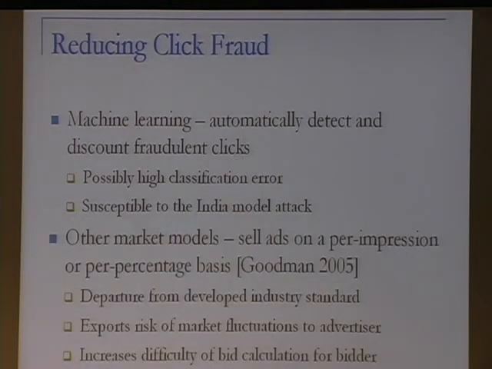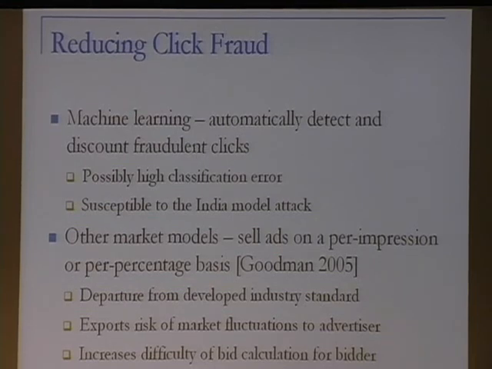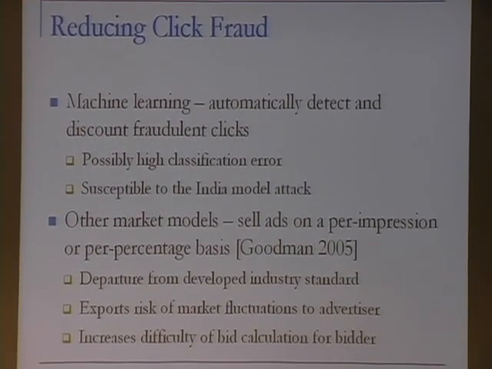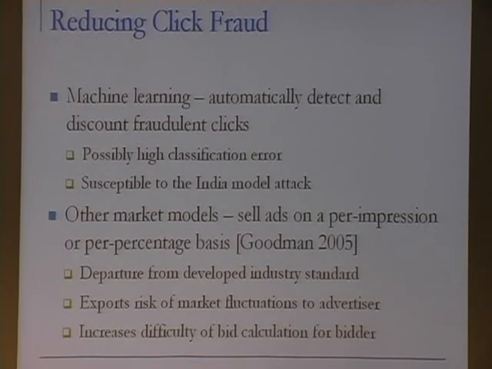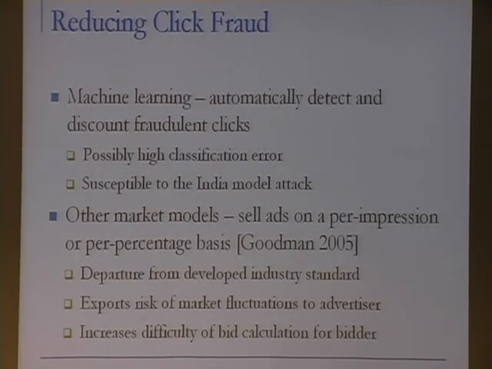Another proposal for reducing click fraud that's been talked about a lot in the literature is to change the market model. This is really an issue with the fact that we're selling clicks. So why are we selling clicks? Why don't we sell per impression? Maybe we can still keep some of the benefits of the per click models on selling per impression if we, say, do it along with an auction.